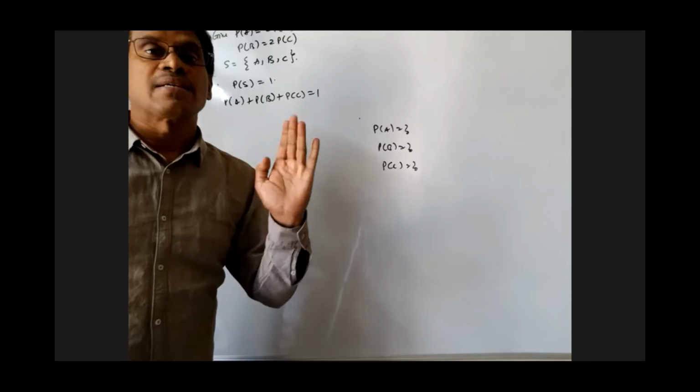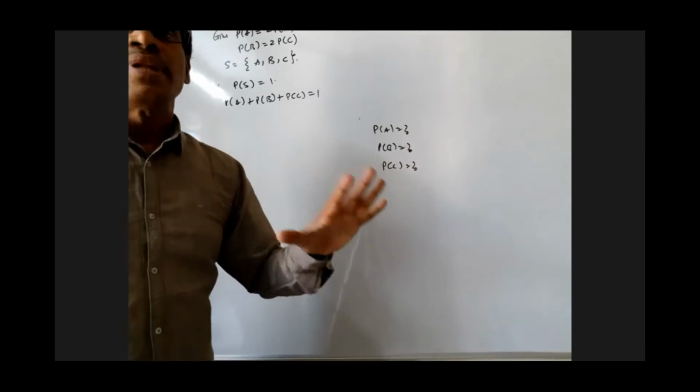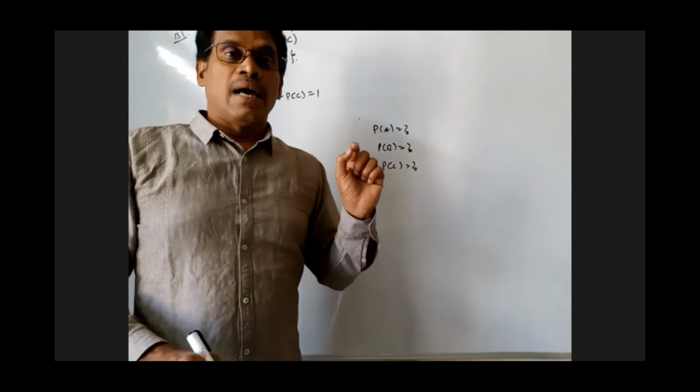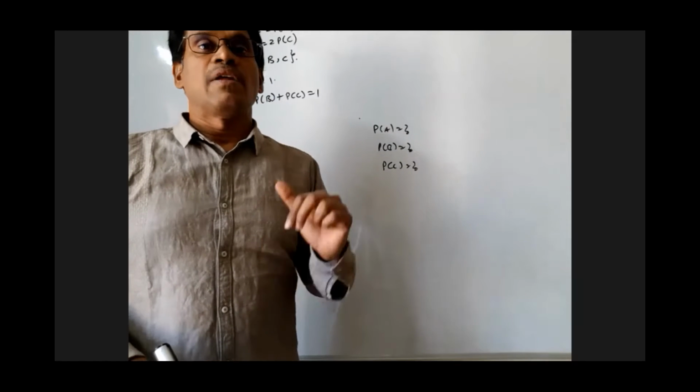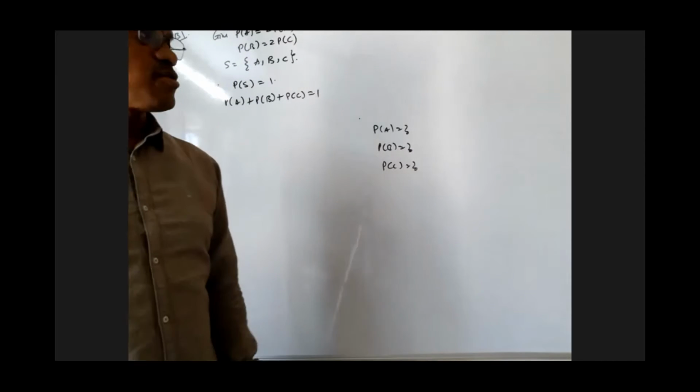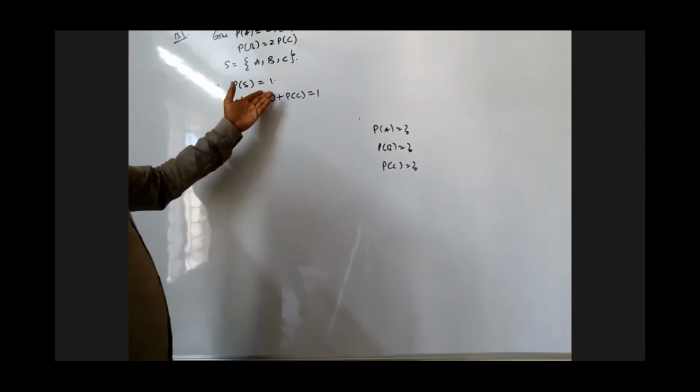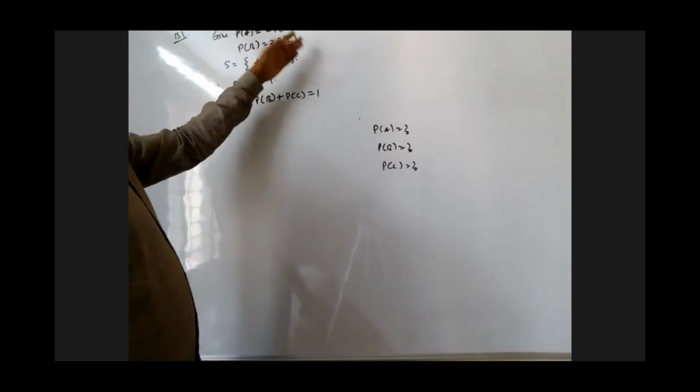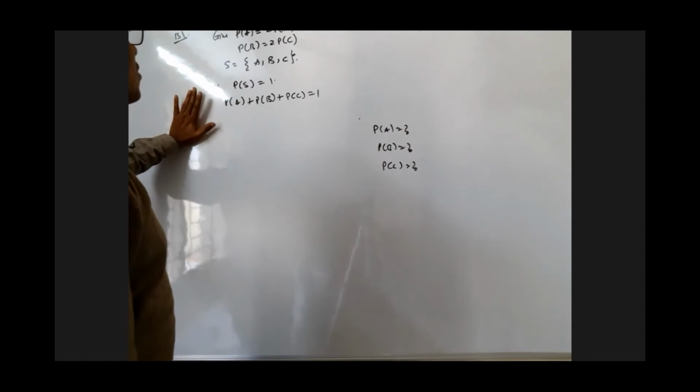Listen to the words carefully. Exhaustive: these are the only three events. There is no other event. And mutually exclusive: any one can happen, but only one. Understood. They are not equally likely also, because probability of A is 2 times of that. Okay. Now we have to find out all of them.